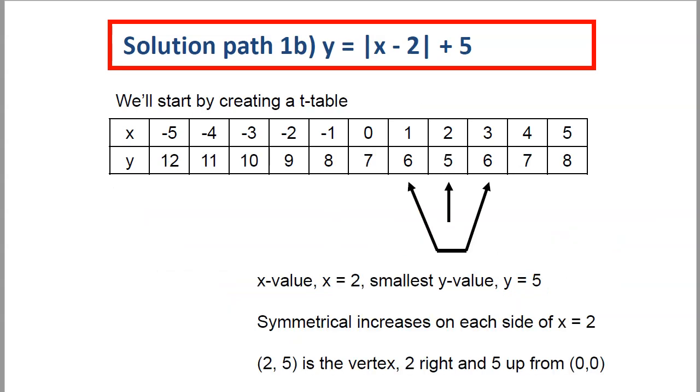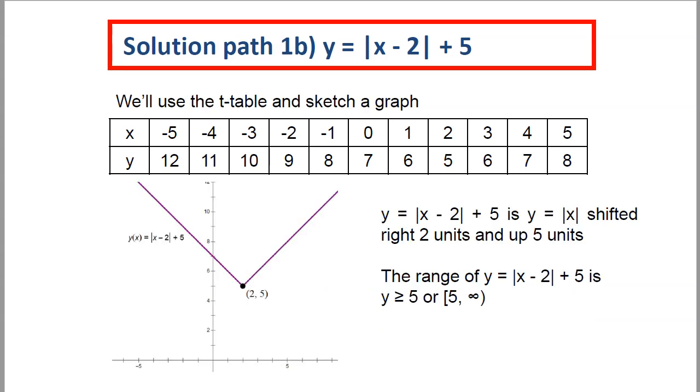For our second one, y equals the absolute value of x minus 2 and then plus 5. We make our t-table and we see that the change occurs when x is 2 and then the y value of 5 is the smallest, with symmetrical increases on either side of x equals 2. So 2, 5 is our vertex, which is 2 right and 5 up from 0, 0. When we graph that and compare to our t-table, we can see all that going on. And so we can see then that our range is y is greater than or equal to 5.